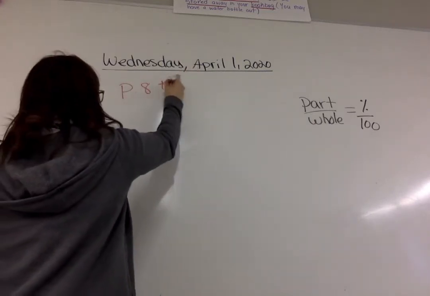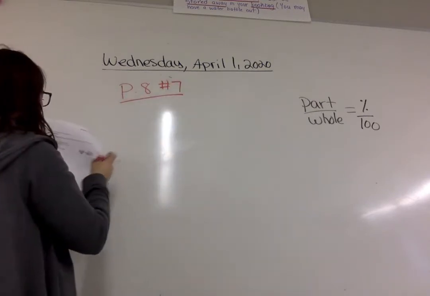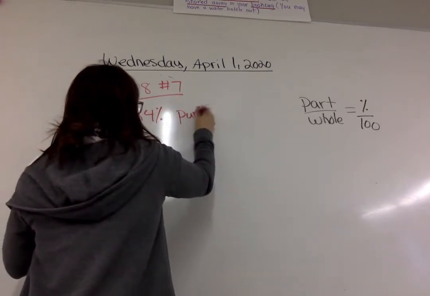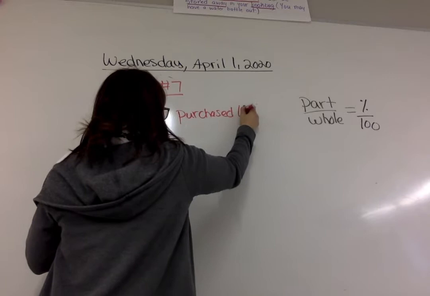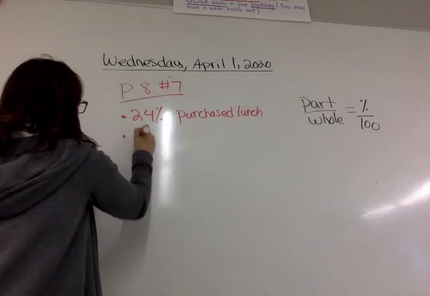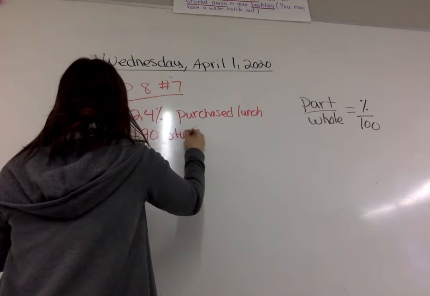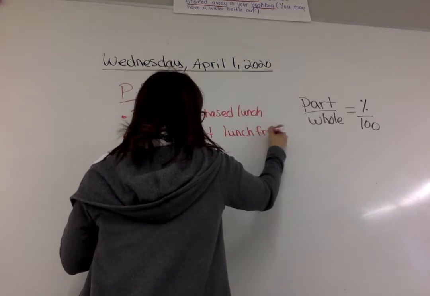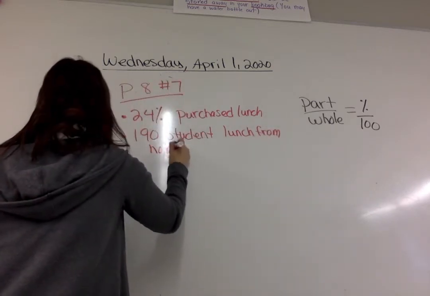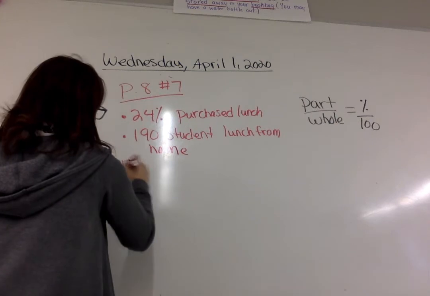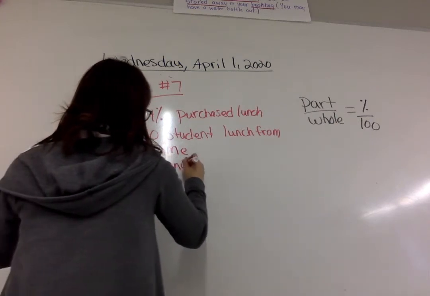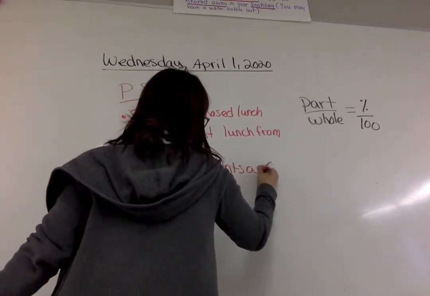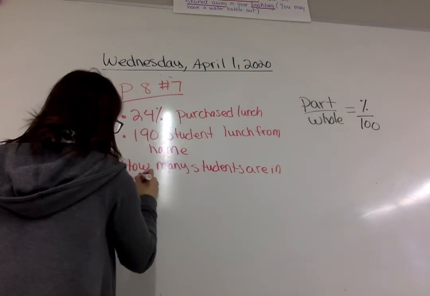Page 8, number 7. This one is a little tricky. So here's what we got. We got 24% purchased lunch. There's 190 students that had lunch from home. We need to know how many students are in the 6th grade.